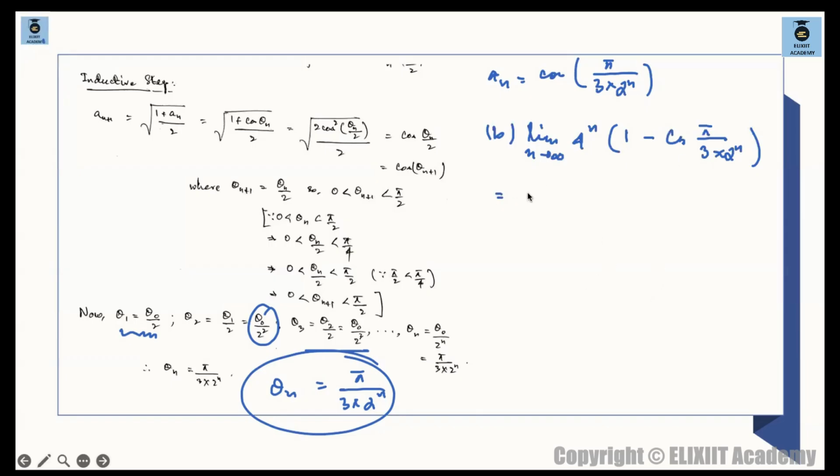So limit n tends to infinity, 4 to the power of n. What do we do over here? Let's bring this 4 raised to the power of n down. That's the 1 minus cos theta divided by theta square format. That's what we do, right? 1 minus cos x divided by x square. This is the same thing as 1 by 4 raised to the power of n, which is the same as 1 by 2 raised to the power of n, the whole square.